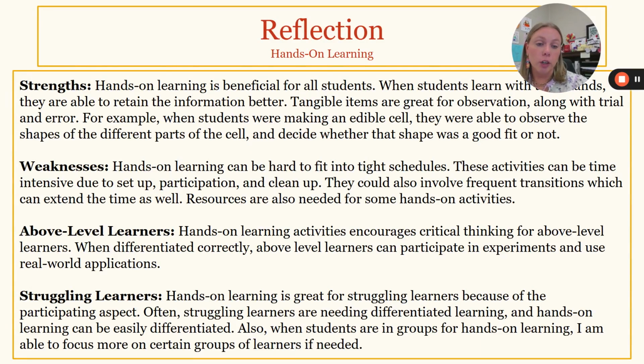Hands-on learning is beneficial for all students. When students learn with their hands, they can retain the information better. Tangible items are great for observation, along with trial and error. For example, when students were making an edible cell, they were able to observe the shapes of the different parts of the cell and hold them in their hands and touch them, and this helped them to decide whether that shape was a good fit or not.